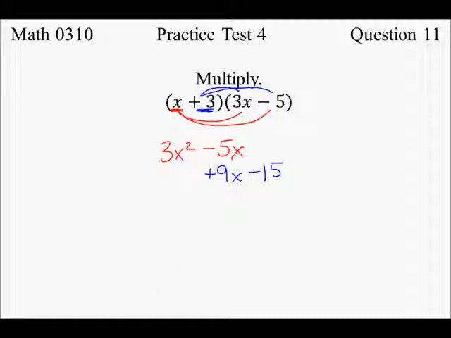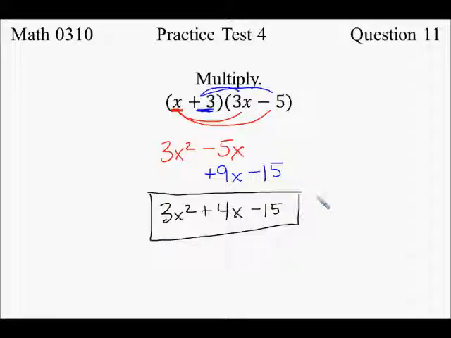And now we can just combine our like terms. It's easy since we lined up any like terms we already had. So we get a total of 3x squared. The x term there, we have minus 5x plus 9x would give us a total of plus 4x. And minus 15, our constant term there. 3x squared plus 4x minus 15. Answer choice B.